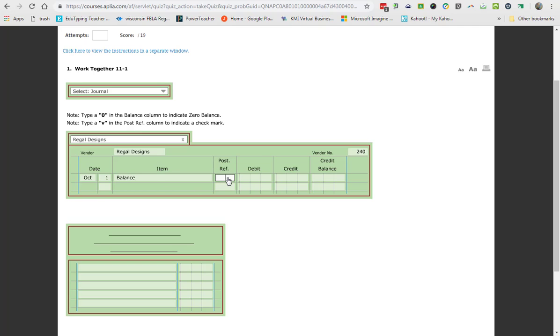Then I'm going to put a V in the post reference to indicate I didn't get it from a journal. And then I'm going to go right to the credit balance. I'm going to put in 877. So anytime they tell you to open up an account with a balance, that's what you do.